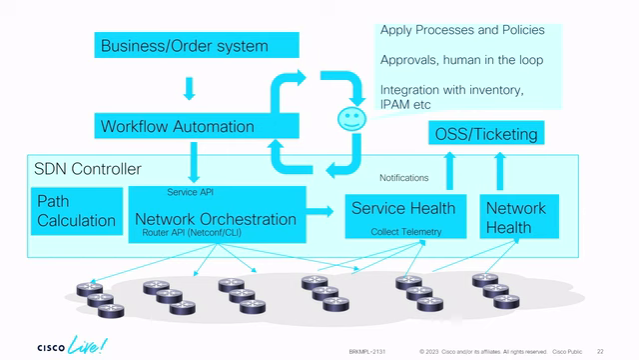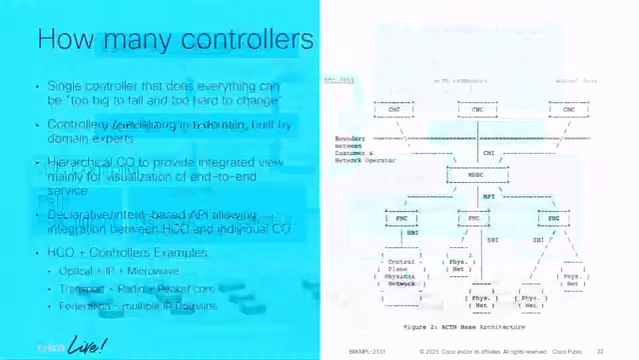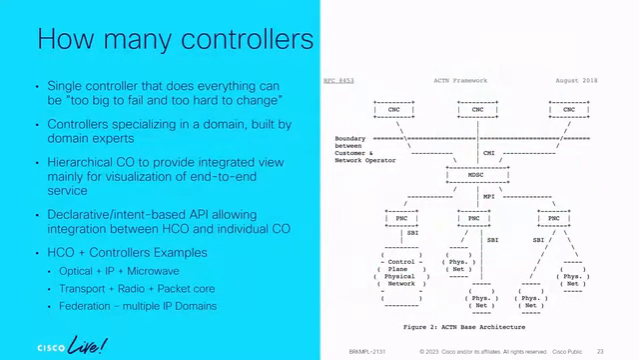But this SDN controller can be a big thing in itself, right? We don't want something to be so big that it comes to a point where it can't be changed anymore because it's just too complex. There's a full matrix of connections and dependencies. So we don't want this to be a too-big-to-fail or too-hard-to-change kind of model, right? So there's a lot of discussion in the industry about this.